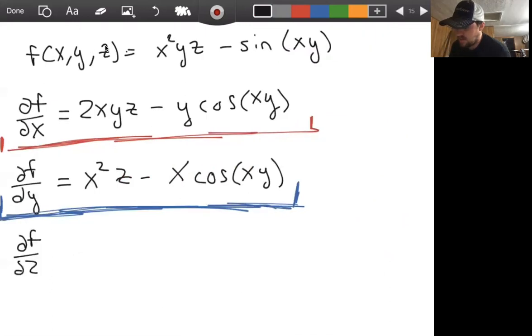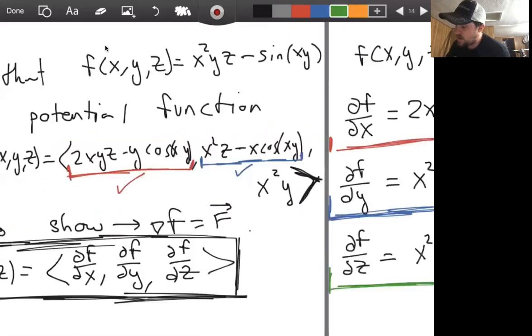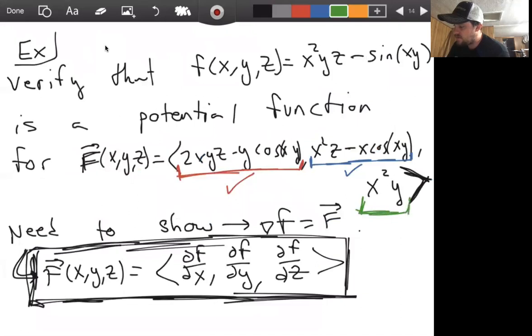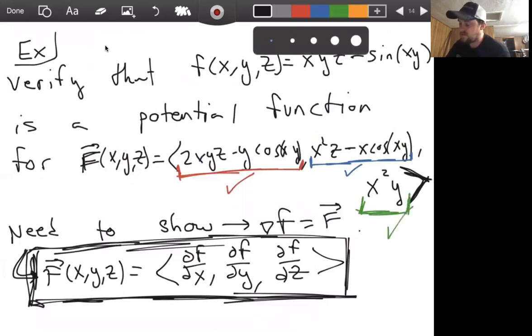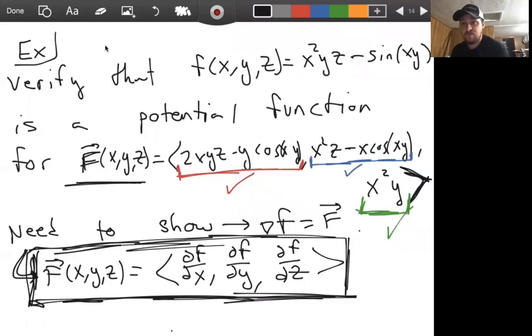So df dz equals, the derivative of the first piece will be x squared y, and then the entire second term is constant with respect to z, so the derivative of that is 0. And we have df dz is x squared y. And let's check. Yes, our z component for this vector field is x squared y. And so indeed, this vector field F is the gradient of this function. And therefore, we say that F is a conservative vector field with potential function given by f up here.